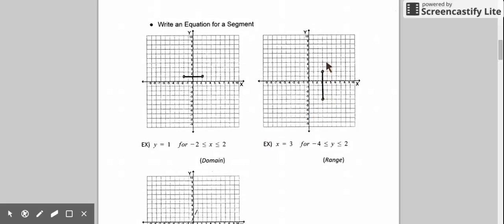For a vertical line, we're going to use an x equals equation. So this is x equals 3, but it only exists for y values that are between -4 and +2. And when we state a range, we work negative to positive, similar to a domain where we work negative to positive. So we're working left to right when we describe values that exist, or we're working bottom to top.